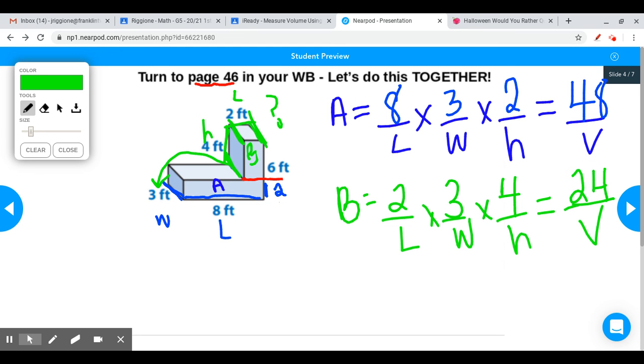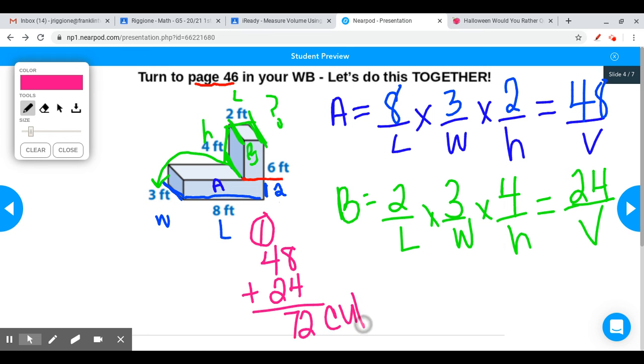So we know that the prism A, this bottom prism, has a volume of 48, and B has a volume of 24. To find the volume of the whole entire shape, I need to add 48 and 24, and I can get 72 cubic feet.